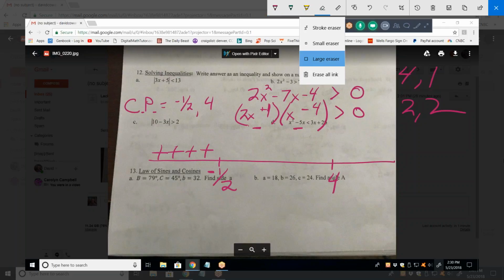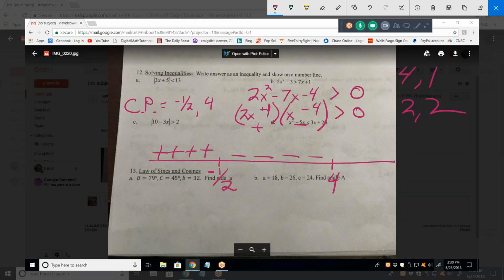Now, pick a number between -1/2 and 4. 0. Okay, when you plug in 0, the left term is what? Plus or minus. You don't need the exact number. You just need to know whether it's plus or minus. Close. The right term? Minus. Plus times a minus is a minus. That means everything in between those two numbers is minus.